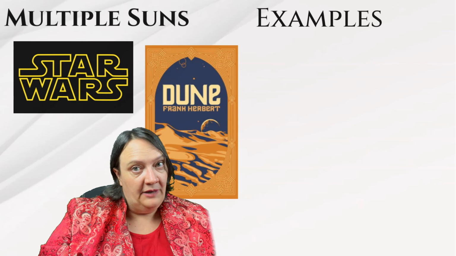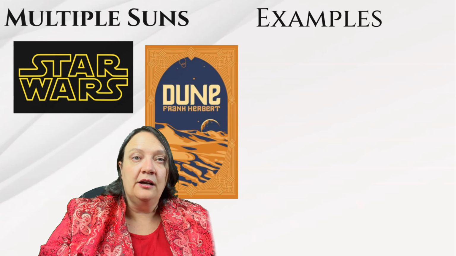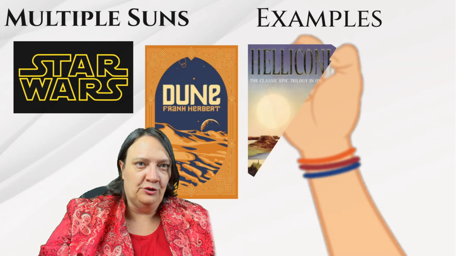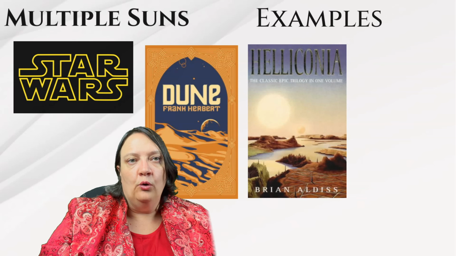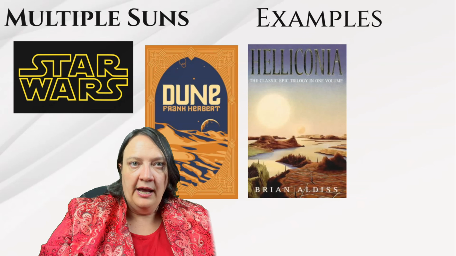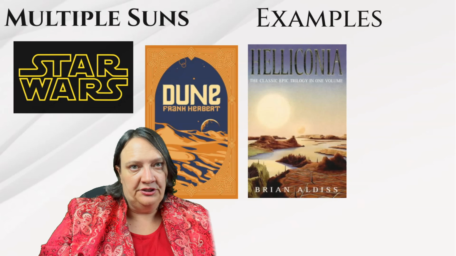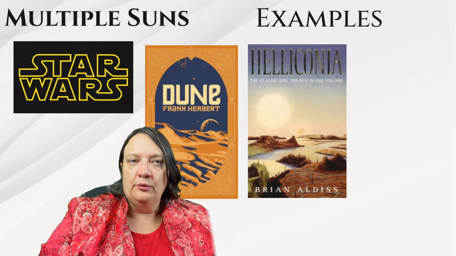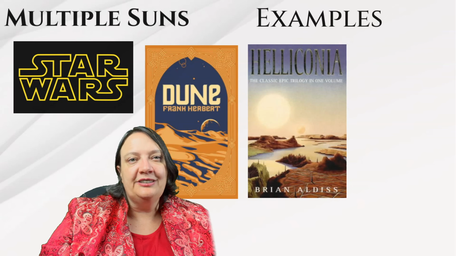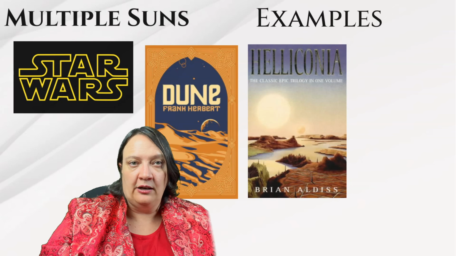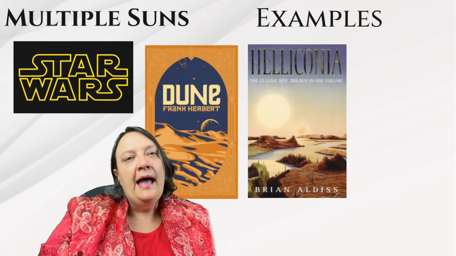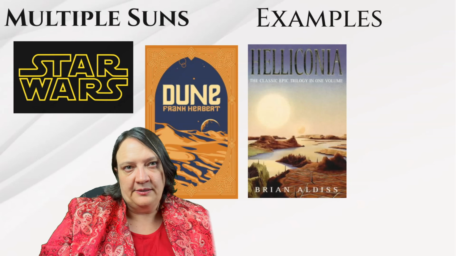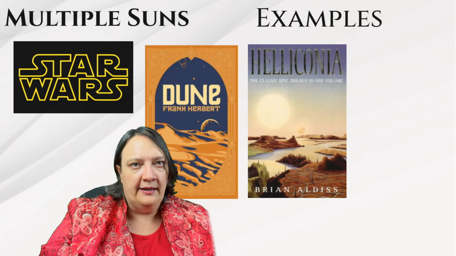Then there's a less well-known example, Heliconia from the Heliconia trilogy. This is from the pen of Brian Aldiss. Heliconia orbits a primary star and a more distant secondary star. The unique orbital mechanics of this system results in extreme seasons that last for centuries, kind of like Game of Thrones, but with good reasons. And this profoundly affects the planet's climate, the flora, and the fauna.